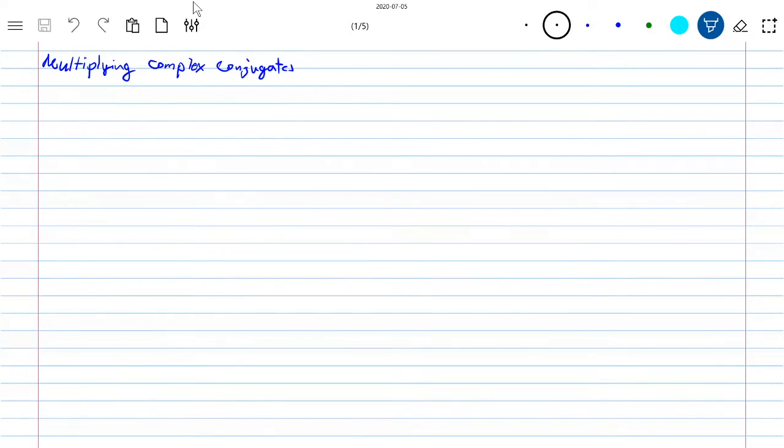I've mentioned this before, that if you multiply two complex conjugates, so let's review complex conjugate. If you have a complex number a plus bi, the conjugate is a minus bi. Exactly the same values, but the opposite sign for the imaginary part. The real part is the same, imaginary parts are opposite. So for example, 1 minus 3i and 1 plus 3i are complex conjugates of each other.